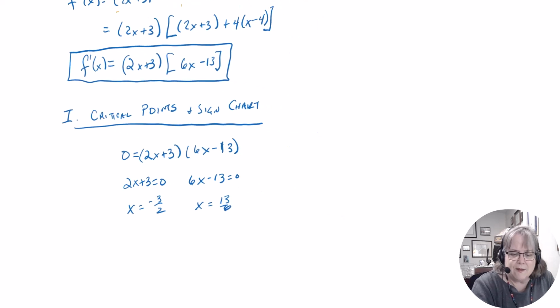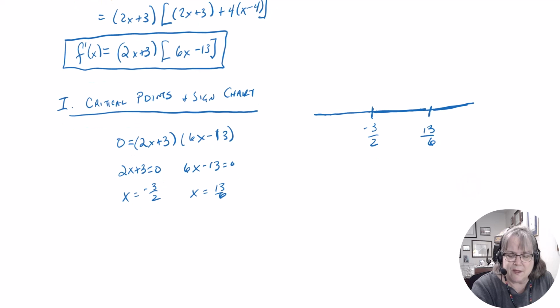Okay? So then we'd have a little sign chart. We have to put them in proper order. So the negative 3 halves would come first if it was on a number line. And 13 sixths would be over here. That gives us three sections. The part to the left of negative 3 halves. The part between negative 3 halves and 13 sixths. And the part to the right of 13 sixths.